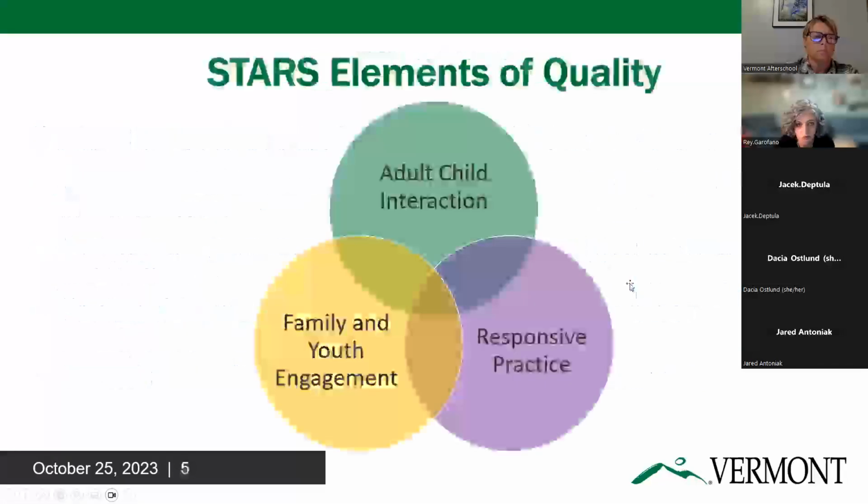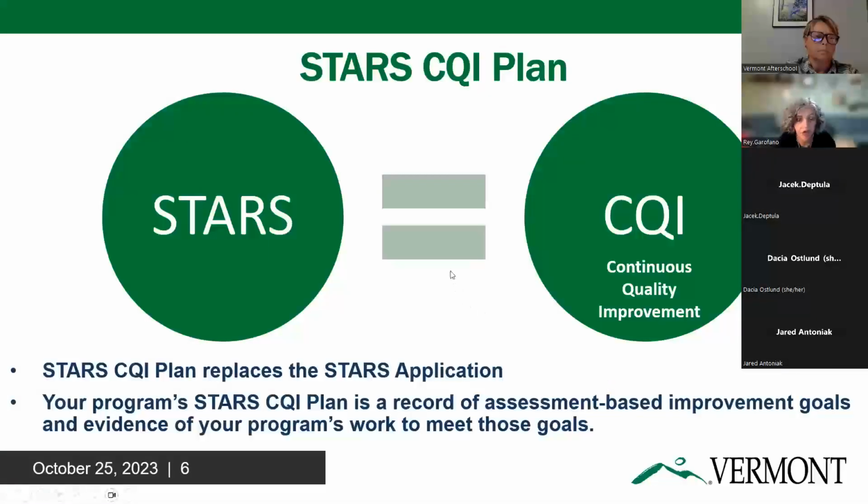Sorry about that. So as I mentioned earlier, the new STARS is based on a CQI plan. So your CQI plan replaces your STARS application in this new system. And your program's CQI plan is a record of assessment-based improvement goals and evidence of your program's work to meet those goals. So basically, instead of submitting an application, you will be submitting a CQI plan.